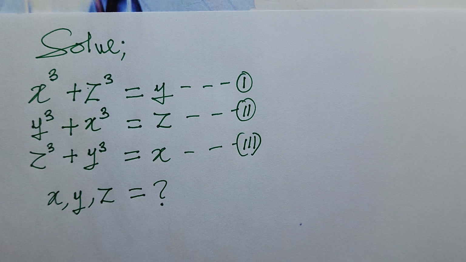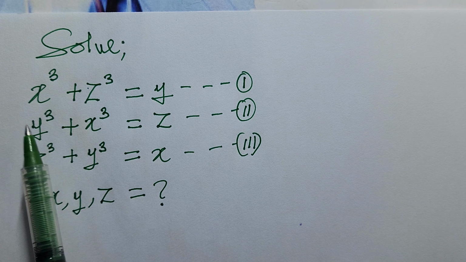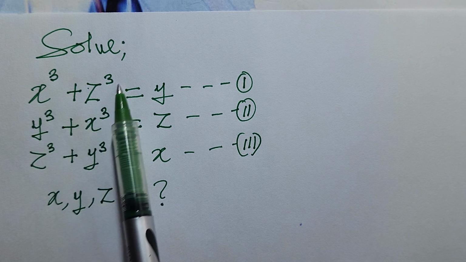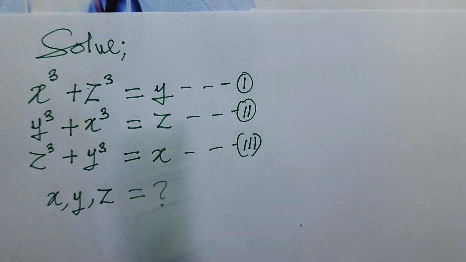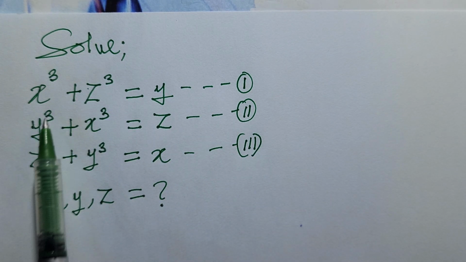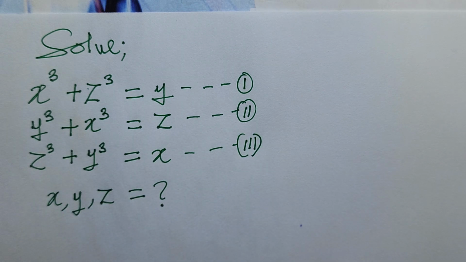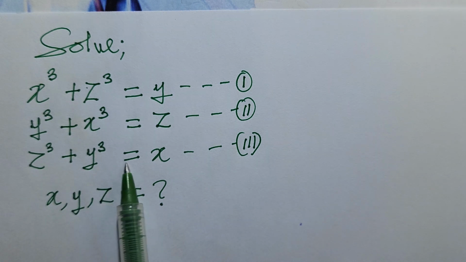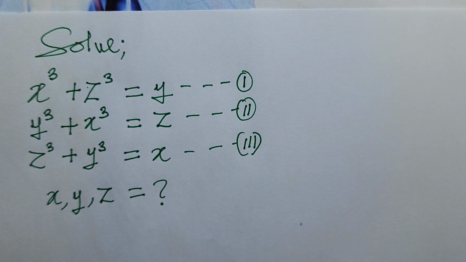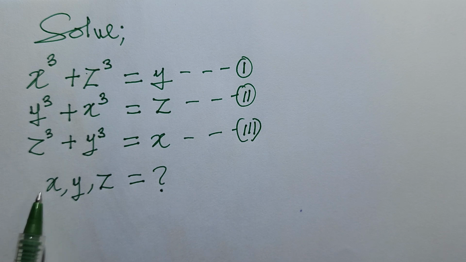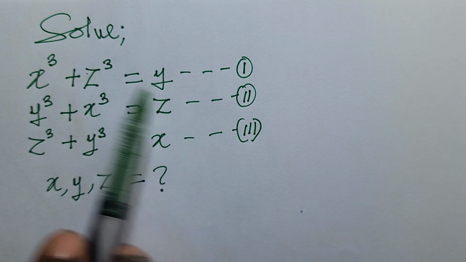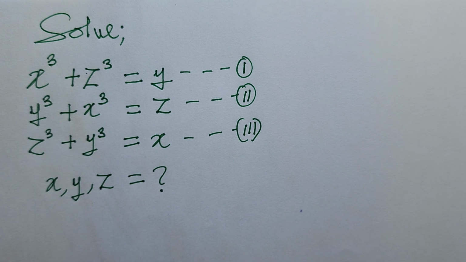Today we have this challenge before us. The question says solve x to the power of 3 plus z to the power of 3 equal to y as our equation 1, and y to the power of 3 plus x to the power of 3 equal to z as our equation 2. Then z to the power of 3 plus y to the power of 3 equal to x as our equation 3. What is the value of x, y, and z that will satisfy these three equations?